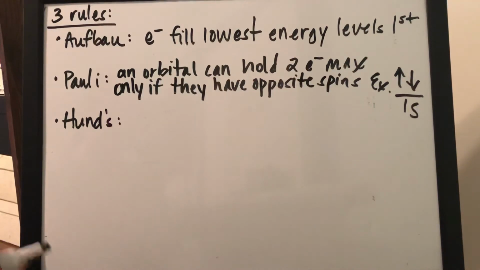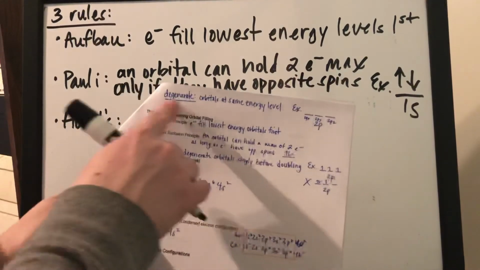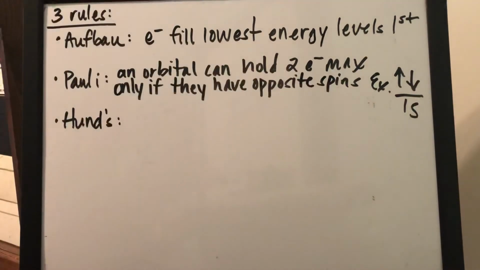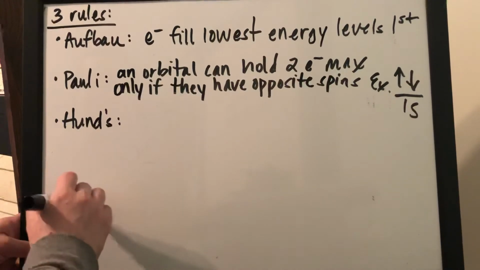And Hund's rule has a vocab word. Before I do the rule, I'm going to do the vocab word. If you want, you can define your word up here in this space. It's not going to take very much room. The word is degenerate.